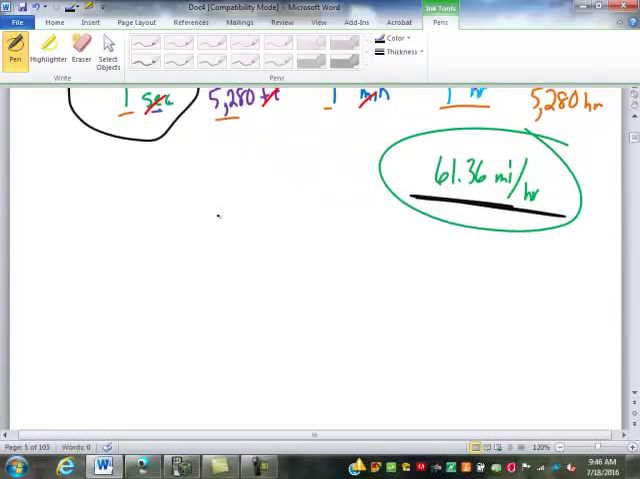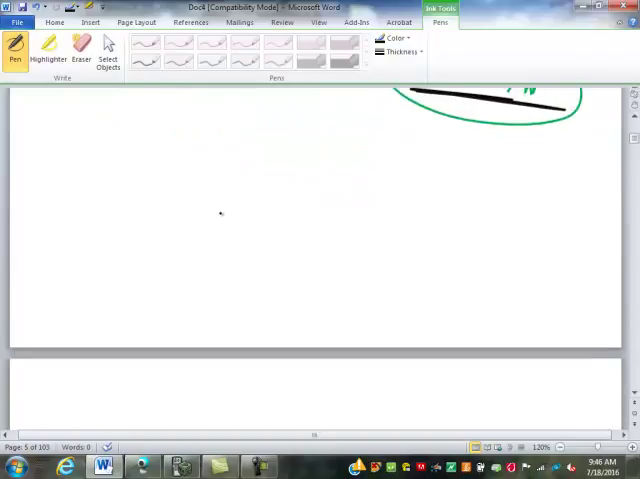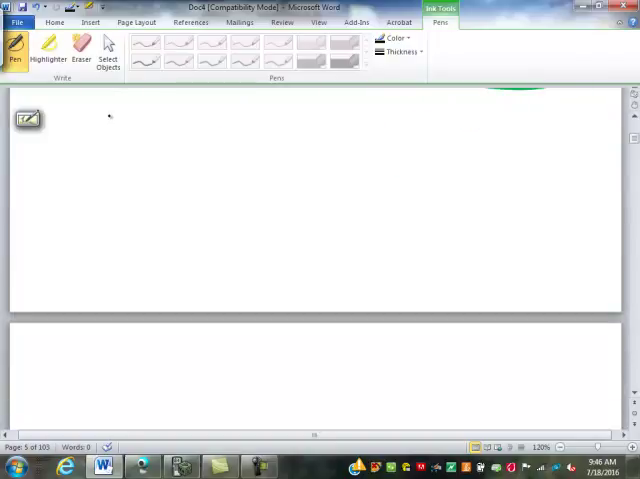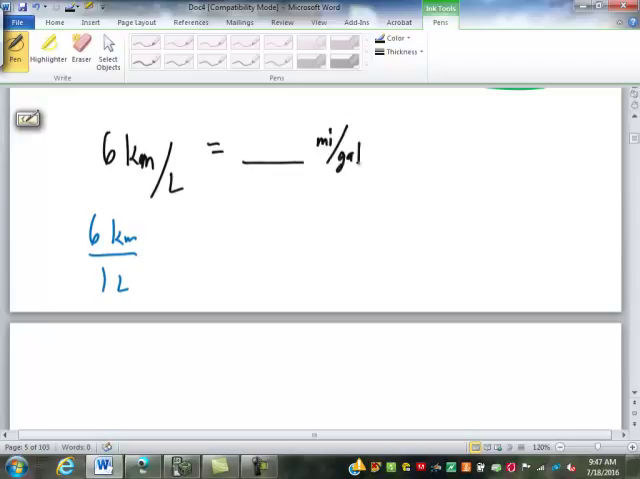One that you might deal with at some point: let's say you buy a foreign car and the gas mileage is listed as 6 kilometers per liter. Is that horrible gas mileage? Well, let's take a look. We're going to do 6 kilometers over 1 liter. And of course, what we want to convert that into is going to be miles per gallon, right?